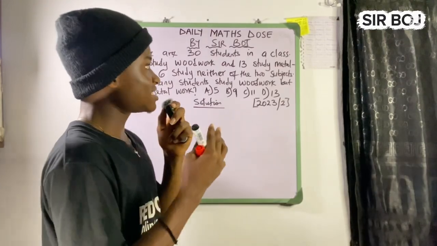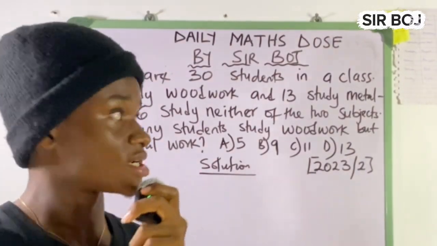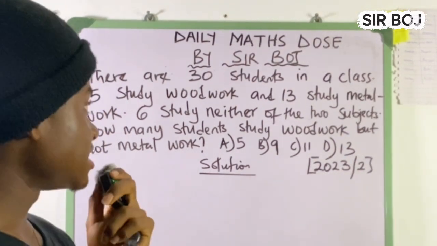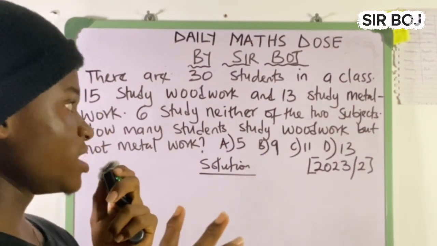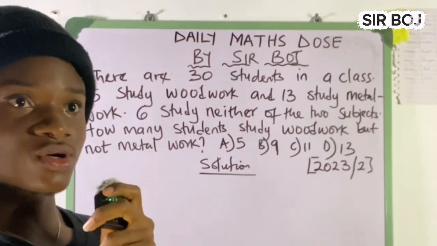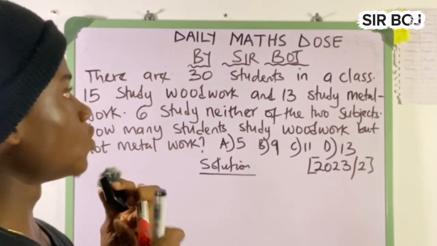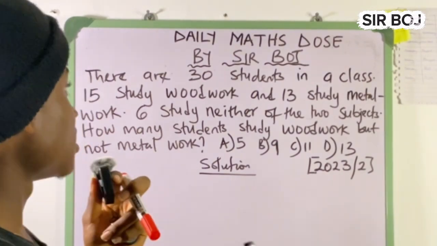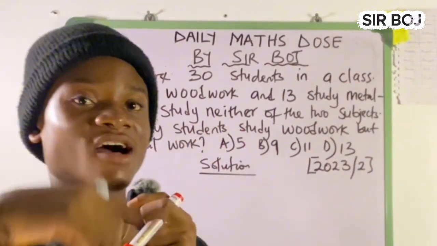So there are 30 students in a class. 15 study woodwork and 13 study metal work. 6 study neither of the two subjects. How many students study woodwork but not metal work? All right, so we are going to solve. We have two sets of subjects: woodwork and metal work. So we are going to have two circles.